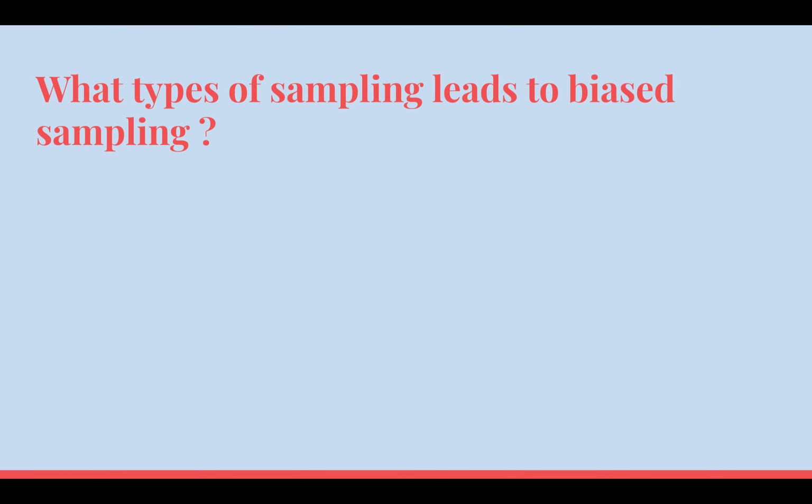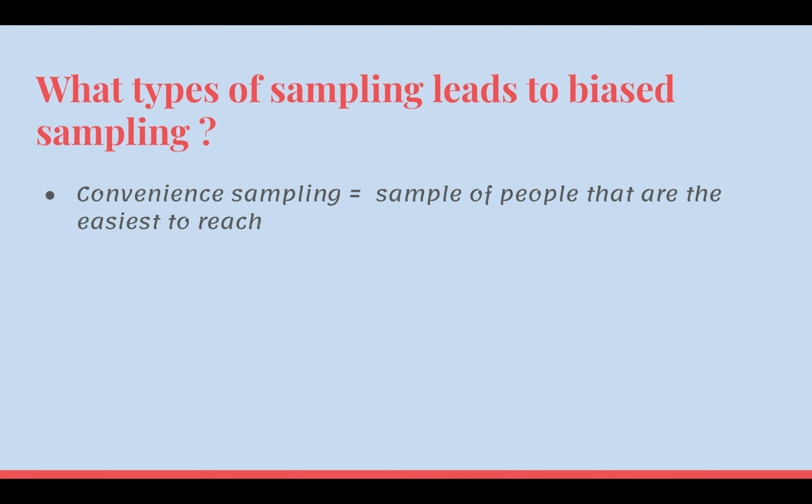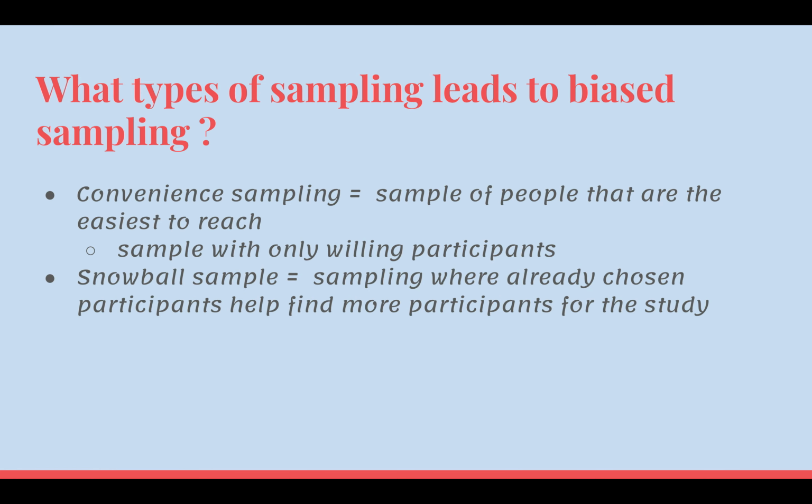What types of sampling lead to biased sampling? There are numerous ways to sample a population that might lead to biased sampling. Firstly, there is convenience sampling, in which the participants are a sample of people that are the easiest to reach, aka a sample with only willing participants. There is a snowball sample, which is a form of sampling where already chosen participants help find more participants for the study. So people bring in their friends to participate in the study. Or acquaintances.